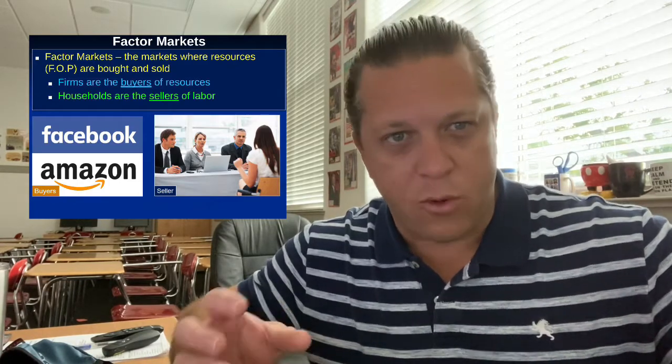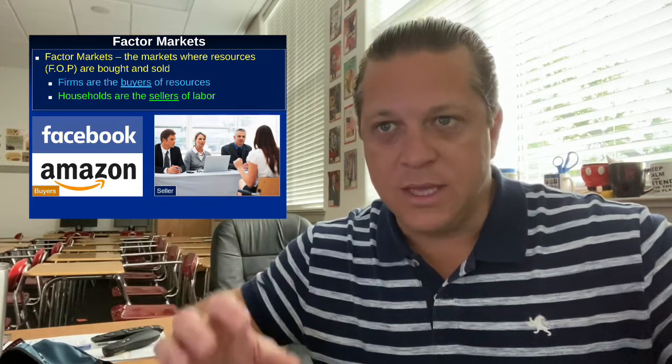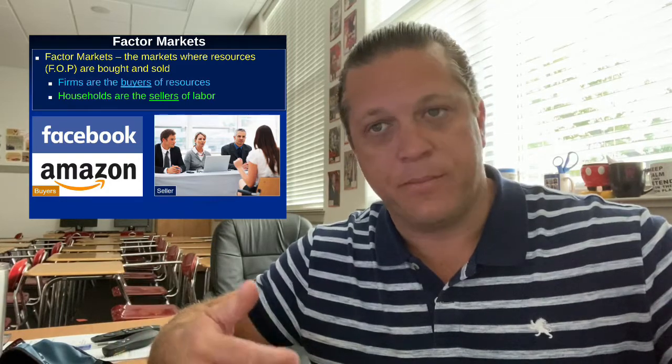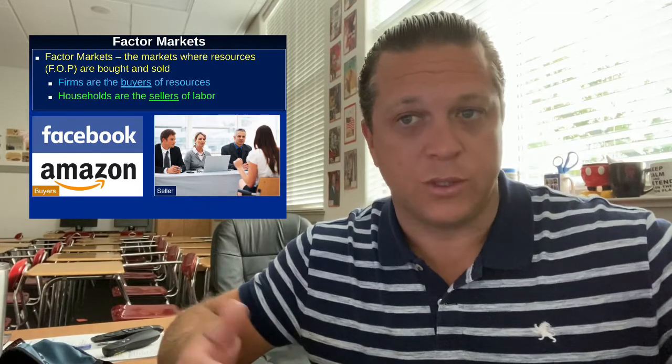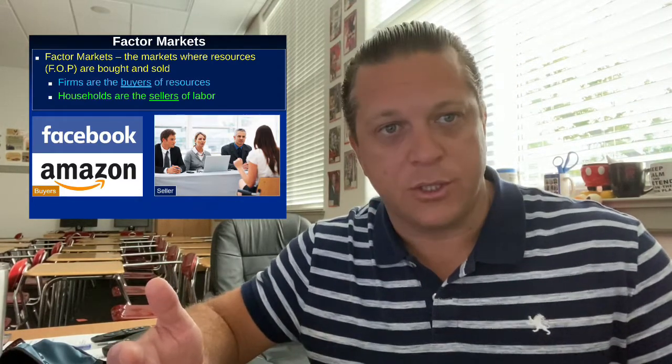So there's a role reversal that occurs between the household and the firm. In this case, the household becomes the seller, the firm becomes the buyer. Therefore, the firm is going to the factor market to buy resources. Now, what resources would they be buying? Well, any of the factors of production.